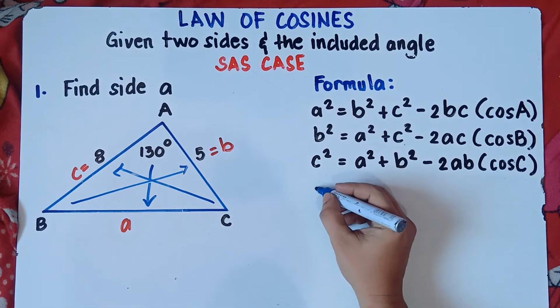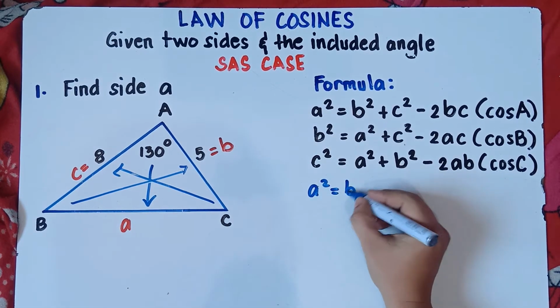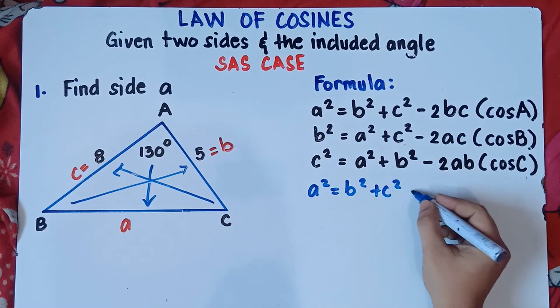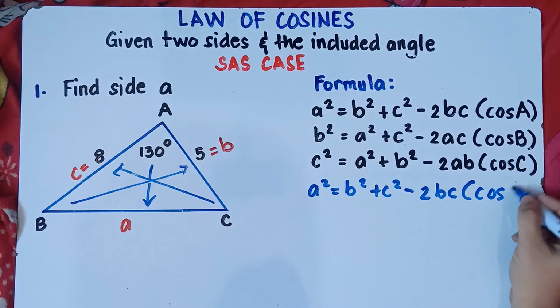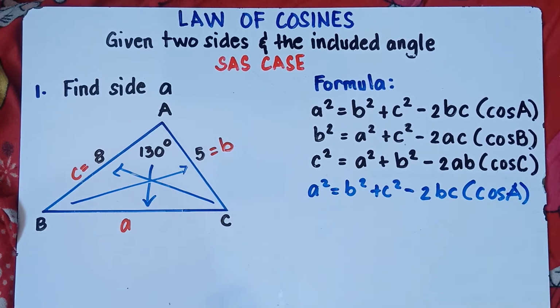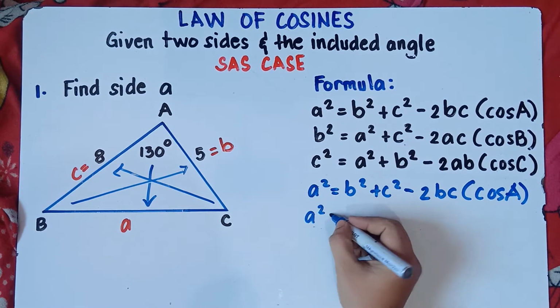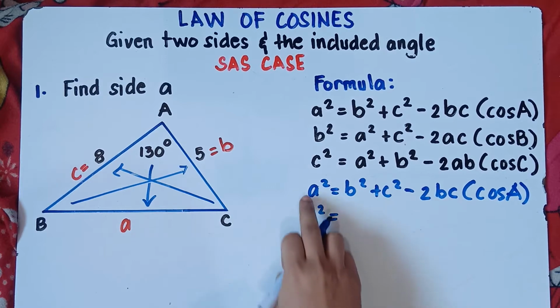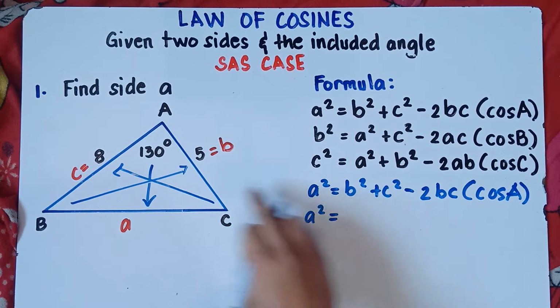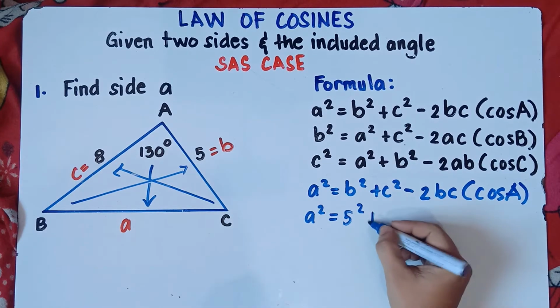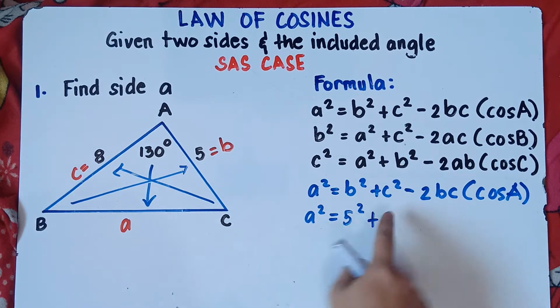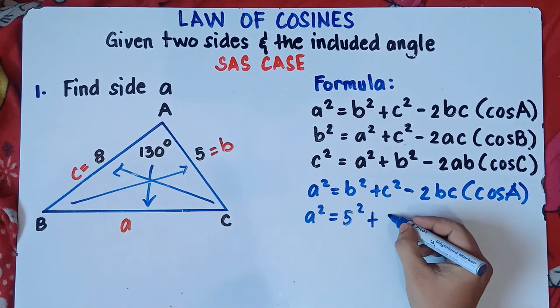Copy the formula first. A squared equals B squared plus C squared minus 2BC multiplied by cosine A. Copy A squared, because we're looking for A and we don't have its value. Simply copy. The value of B is 5, so 5 squared. Plus, once again, substitute the value. C is 8, so copy 8.